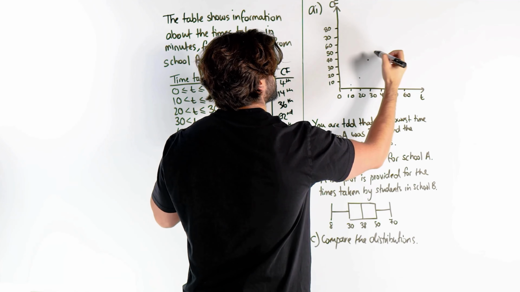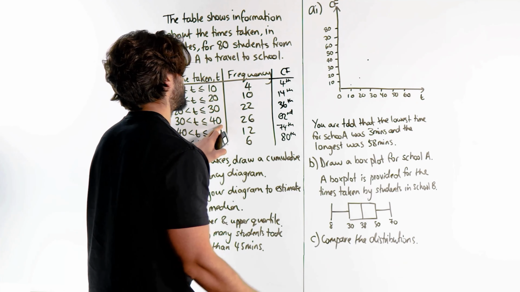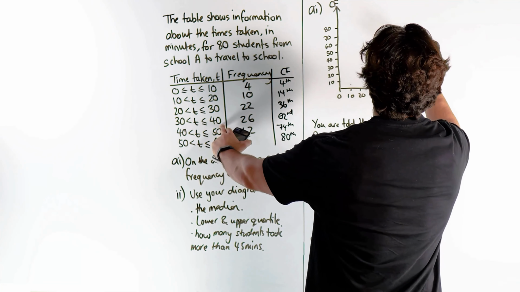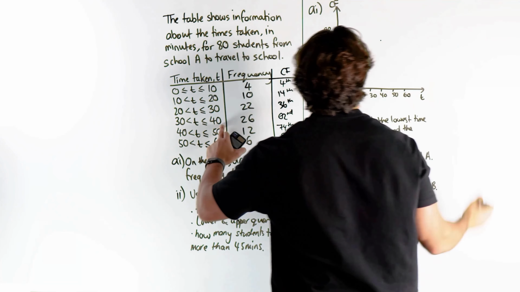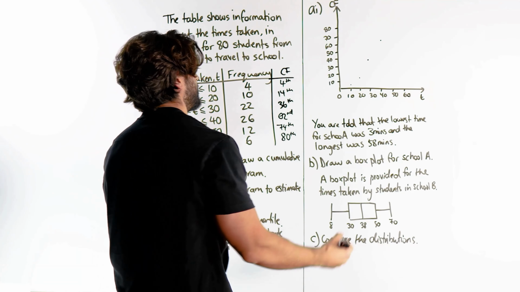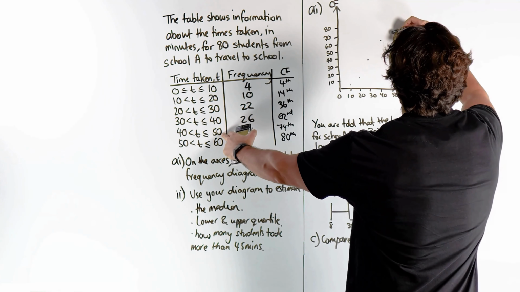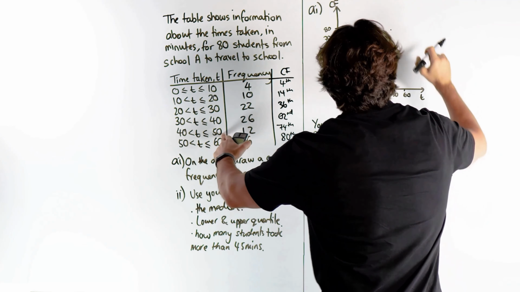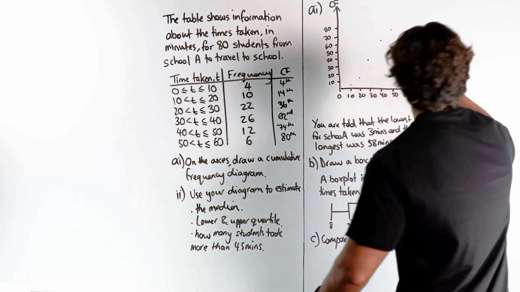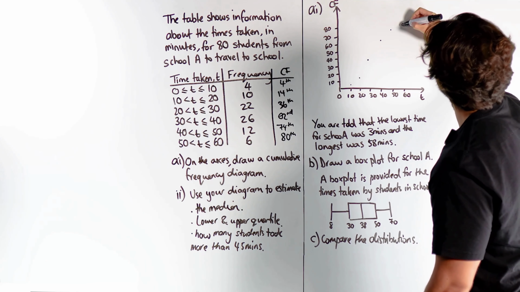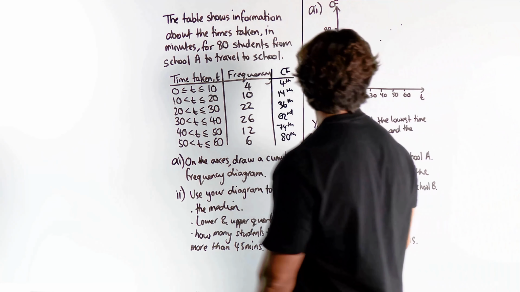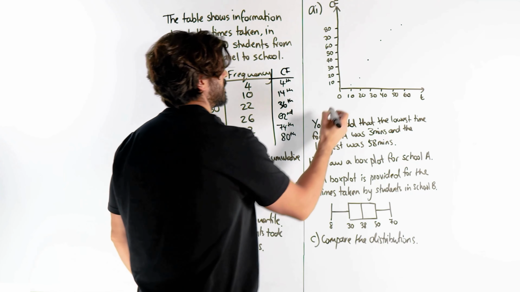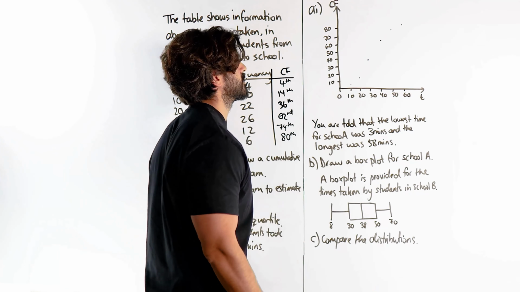36. So maybe about there. Up to 40, 62. Up to 50, 74. Maybe about there. And then up to 60 is 80. Now there's another point we want to plot here, is up to 0 is no students. No students took 0 minutes.